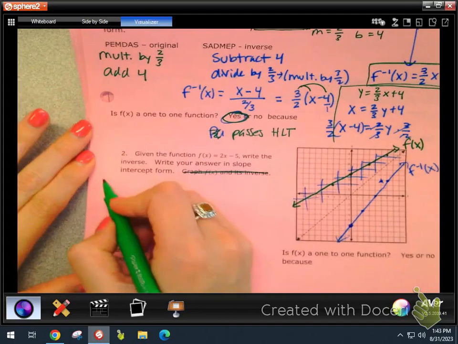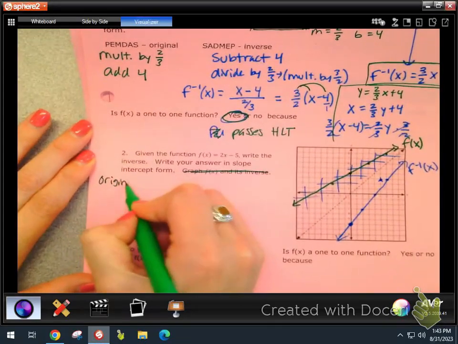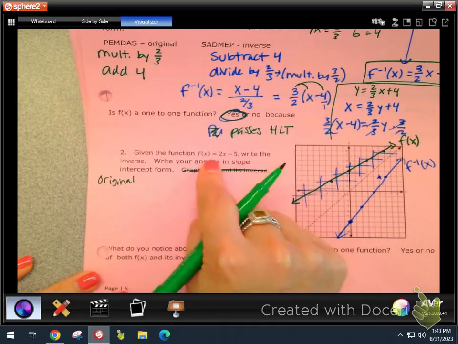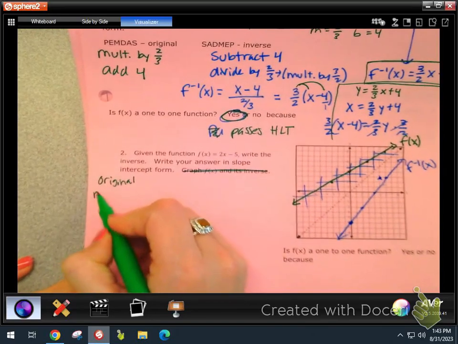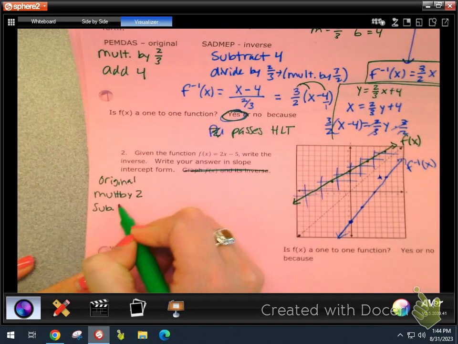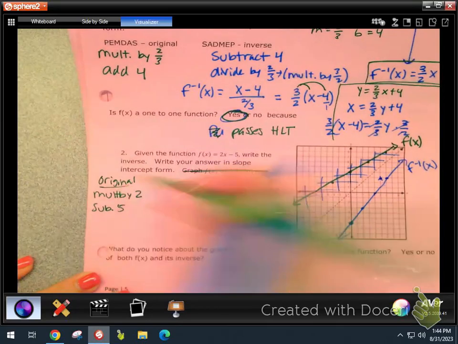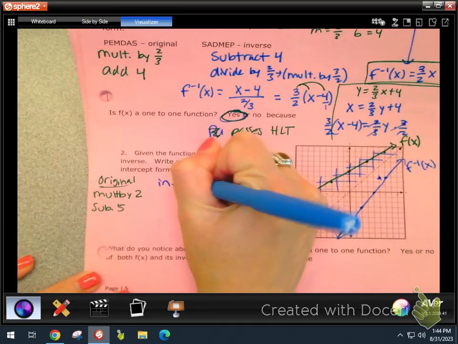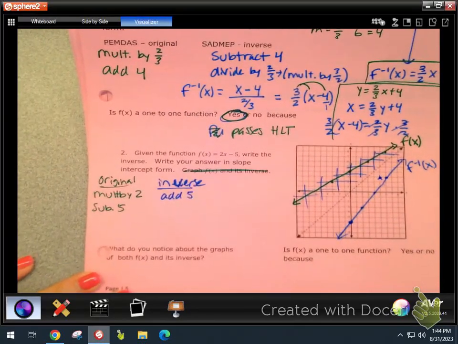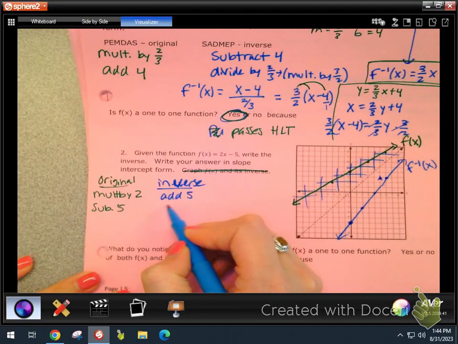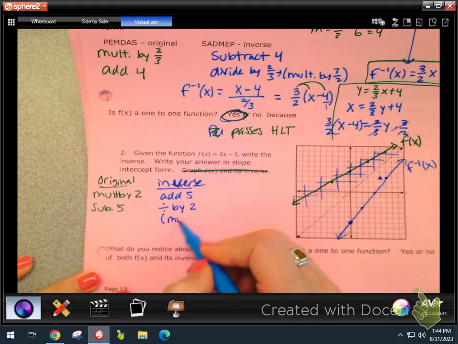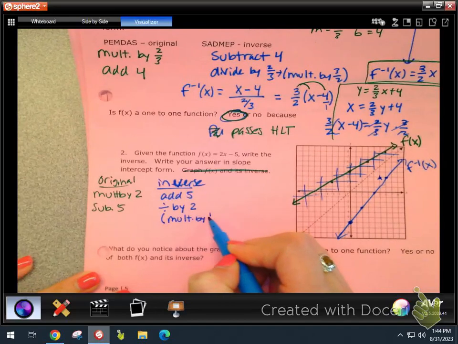All right, I'm going to do my original steps. What's happening to my original function? From this equation, 2x minus 5, in words, what's going on? Multiply by 2, subtract 5. So what are our steps for our inverse? Oh my gosh, I can't spell, I can't read, I'm struggling. Add 5 and divide by 2, which, what is dividing by 2 the same thing as? Multiply by 1/2.